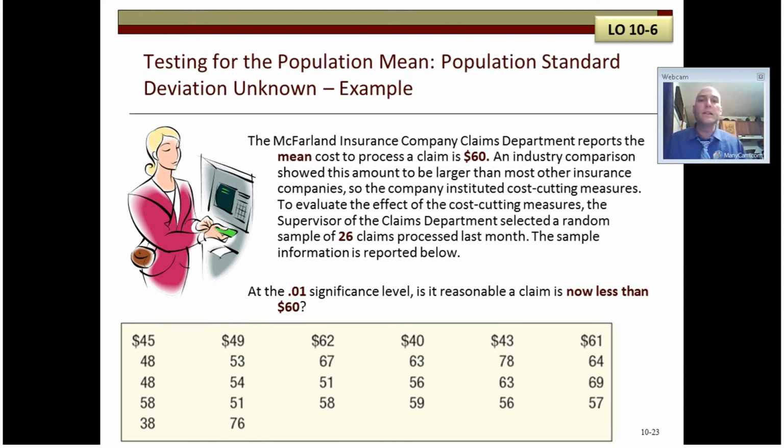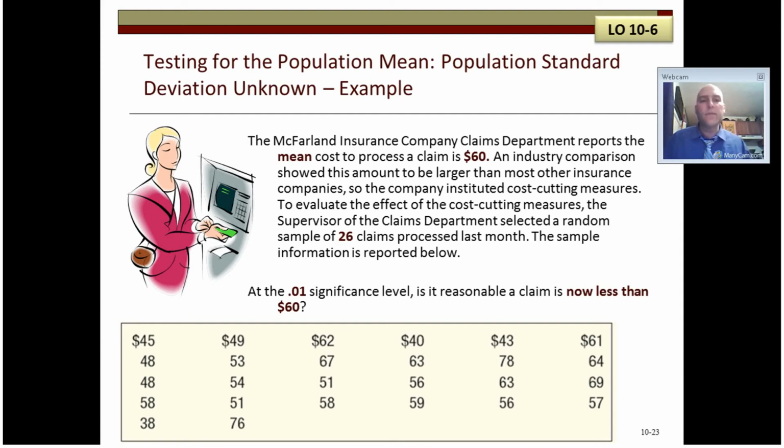The McFarland Insurance Company Claims Department reports that the mean cost to process a claim is $60. Anytime they tell you this is the case, that's what you can presume your population parameter is. An industry comparison showed this amount to be larger than most other insurance companies, so the company, McFarland Insurance, instituted cost-cutting measures. This needs to go down.